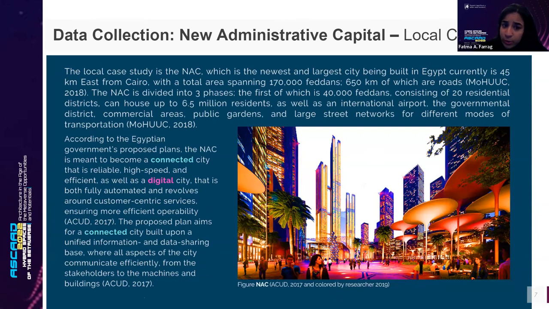According to the Egyptian government's proposed plans, the NAC is meant to become a connected city that is reliable, high speed, and efficient, as well as a digital city. It also aims to be connected and is built on a unified information data sharing base, where all aspects of the city communicate efficiently from stakeholders to machines and buildings.